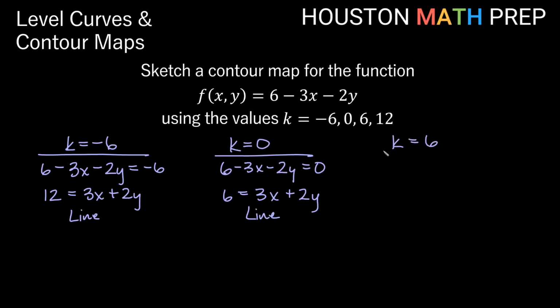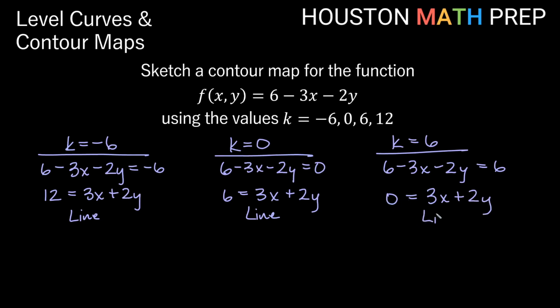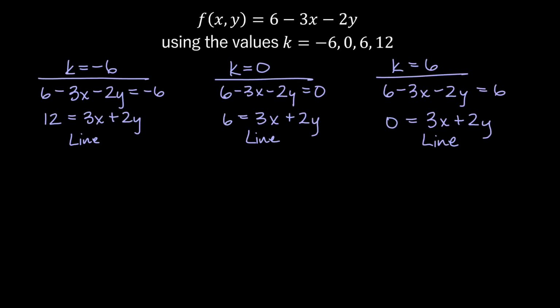So for k equals 6, I think you can see something similar probably happens as well. 6 minus 3x minus 2y equal to +6. Now if I subtract the 6 over there, I'll get 0 is equal to 3x plus 2y. Of course, this is going to go through the origin, I think, if you try and figure that one out there. That's a line also.